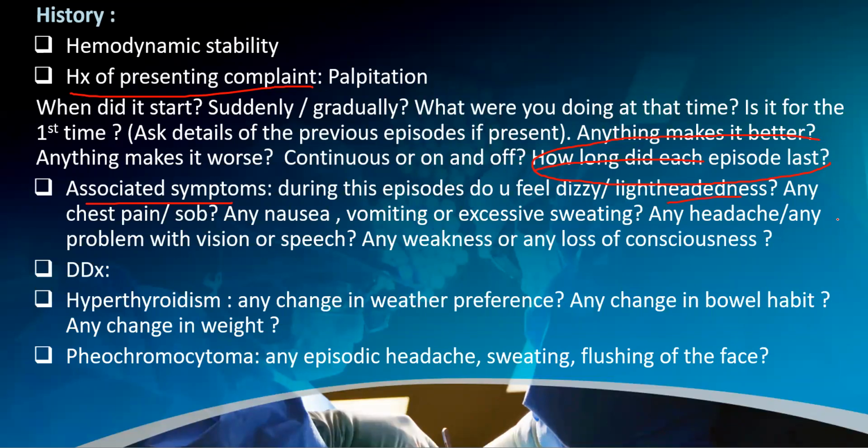Then, to rule out the CVS and CNS causes, you can start asking questions from here. So any chest pain, shortness of breath, any nausea, vomiting, or excessive sweating. Nausea, vomiting, excessive sweating, that's for myocardial infarction. And chest pain, shortness of breath, obviously, these are also for myocardial infarction. So that will cover your CVS cause.